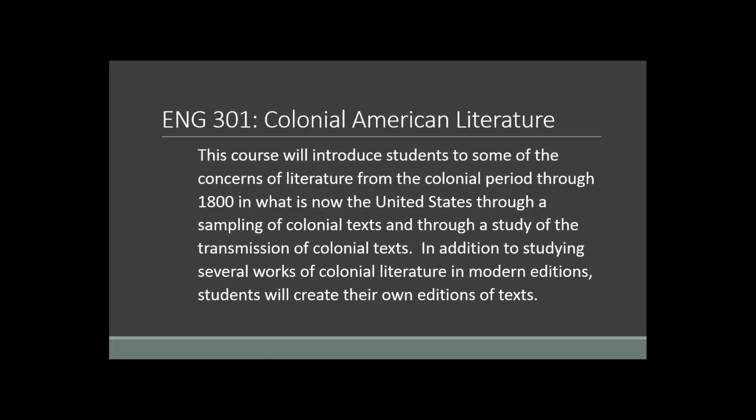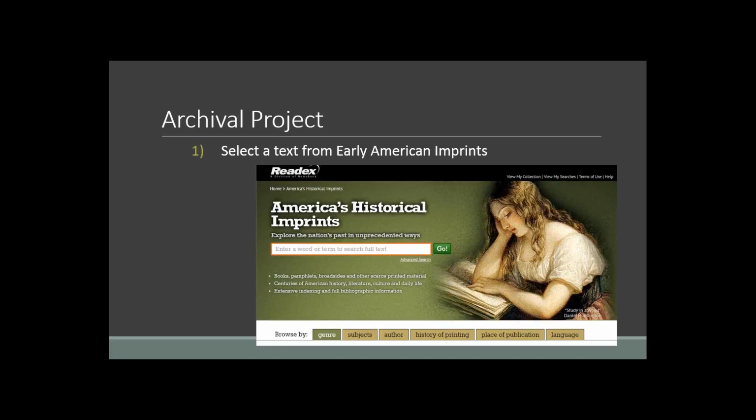And after reading through several texts and looking at how they came to us as modern texts, I then turned to the archival assignment. And for that project, the first task the students had to do was select a text from Early American Imprints. Early American Imprints is a module within America's Historical Imprints, which you see on the screen.